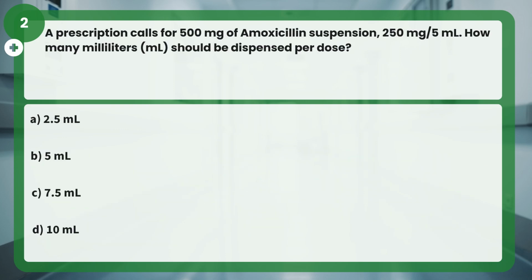Question 2. A prescription calls for 500 mg of amoxicillin suspension, 250 mg per 5 milliliters. How many milliliters, mL, should be dispensed per dose? A. 2.5 mL. B. 5 milliliters. C. 7.5 mL. D. 10 milliliters.